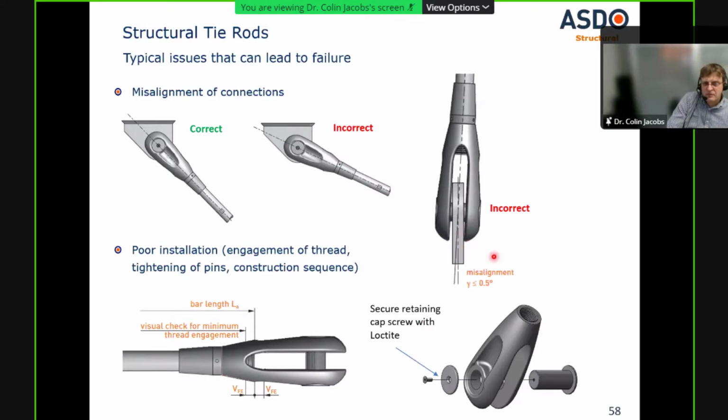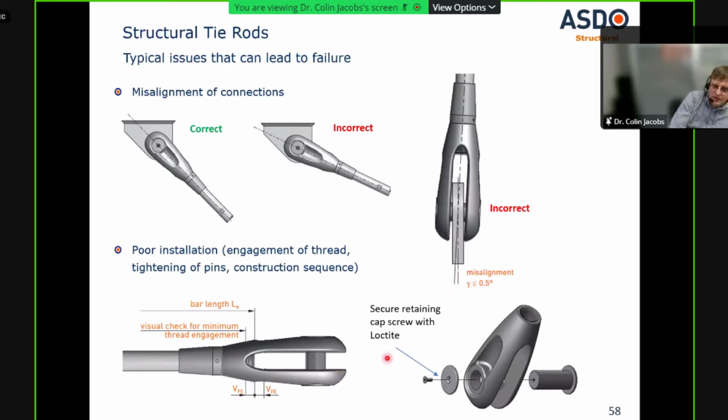Again, for the misalignment, typically the tie rod, we allow in our connection design a misalignment of 1/2 degree, but anything more than that, then you'll be putting the plate into bending.